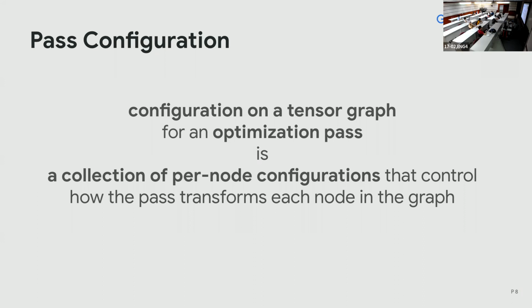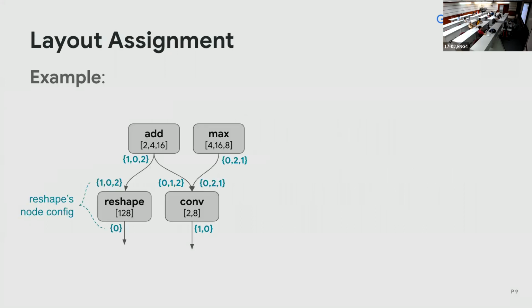Let's take a look at a concrete example for the layout assignment pass. As I said earlier, the layout assignment pass essentially has the responsibility to assign a physical layout for each of the tensors in the graph. So here we specify a configuration for each node in the graph. For each node, we specify the configuration that will dictate the physical layout of its input and output. And as you can see here, the edge that flows from one node to another represents a tensor. Sometimes the configuration that's specified can be conflicting.